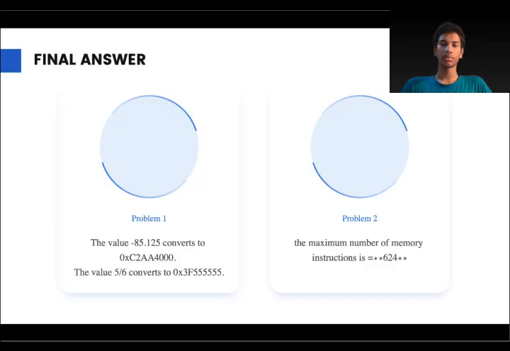Finally, the maximum number of distinct memory instructions that can be supported along with the given complex, simple, and control instructions is 624.